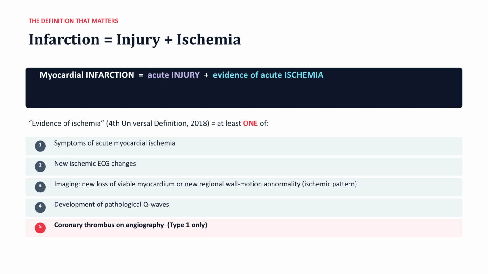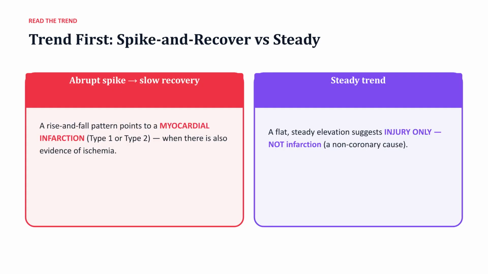The definition of infarction is clear: acute injury plus evidence of acute ischemia. Per the universal definition, evidence of ischemia can be demonstrated by symptoms, new ECG changes, specific new wall motion abnormalities on imaging, new Q waves, or the identification of a coronary thrombus on angiography, the latter specifically indicating a Type 1 myocardial infarction. When assessing troponin, always read the trend.